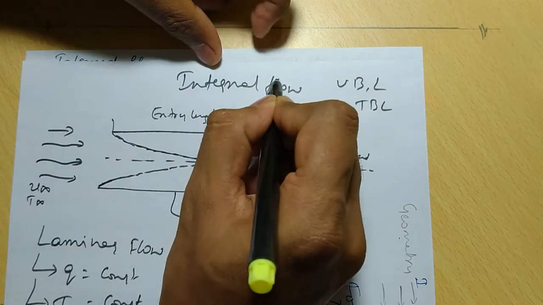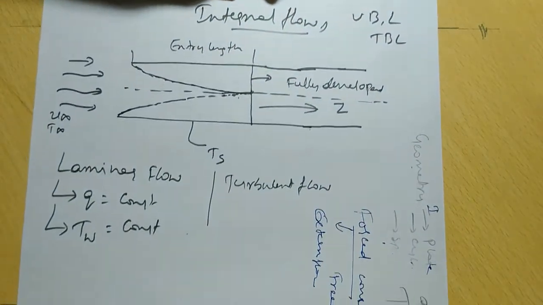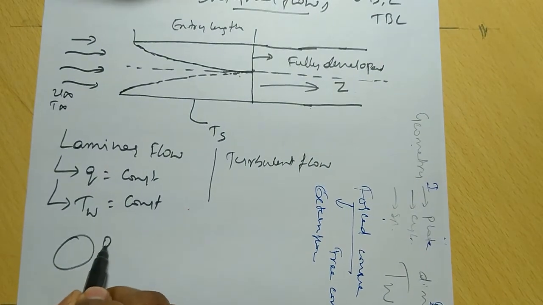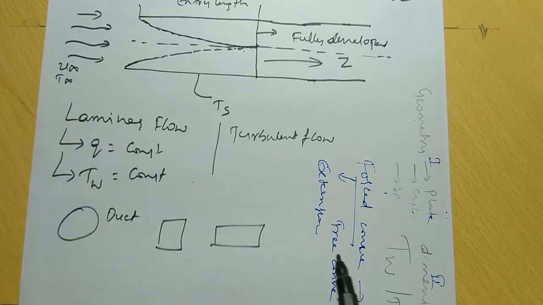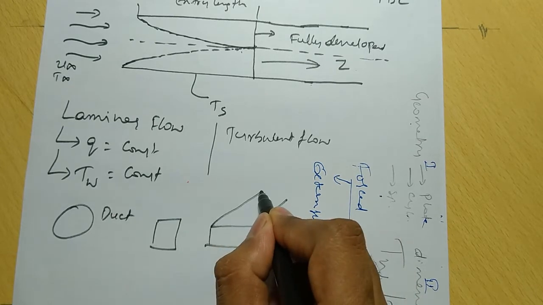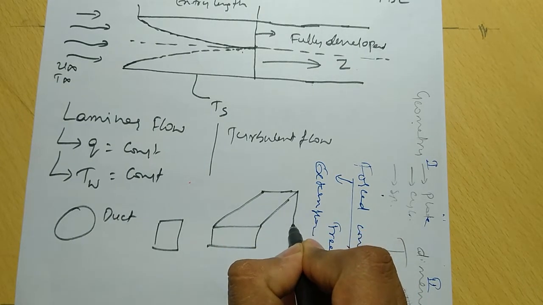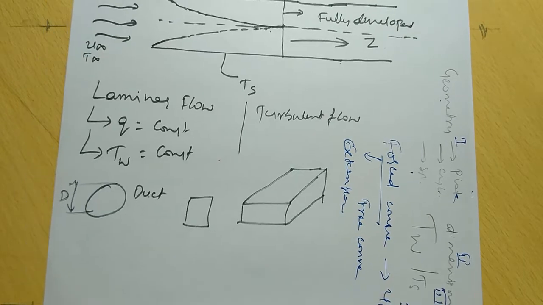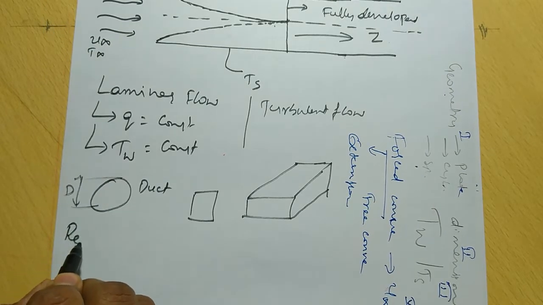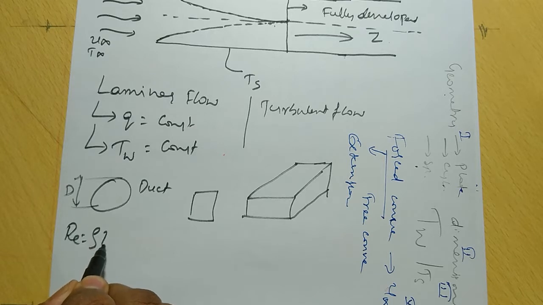In these internal flow problems, in most cases it is a circular duct, but sometimes it is a non-circular duct, like a square or rectangular duct. It may come in the problem. There is not much difficulty there. If it is a circular duct, this is the diameter, and the Reynolds number equals rho into velocity into diameter divided by dynamic viscosity, where D is the diameter of the circular duct.